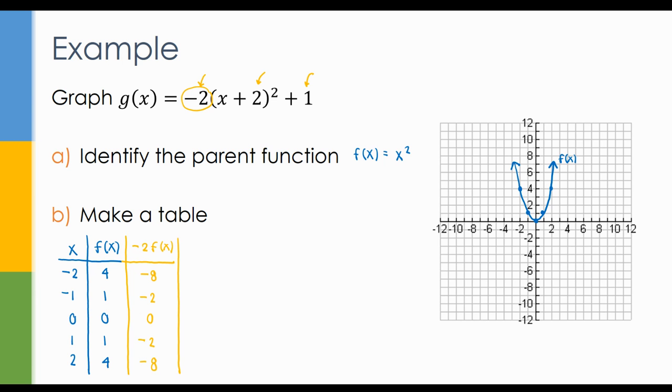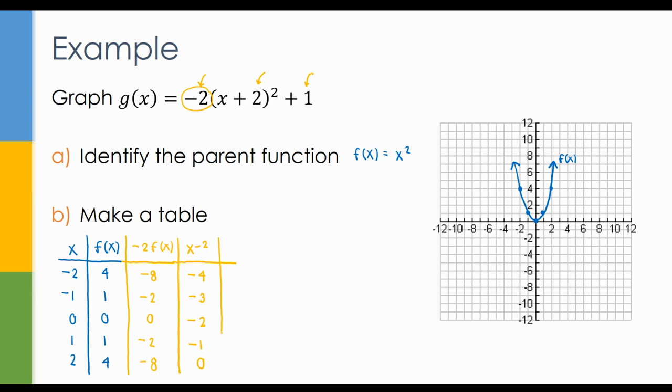All right, now I'm going to deal with my horizontal and vertical shifts. So the fact that inside that parenthesis I see a +2, that really means that we want to move in the opposite direction. So my first column of x, I actually want to subtract 2 from all of those. So when I subtract 2, I'm going to have negative 2 minus 2, so that's negative 4. Negative 1 minus 2 is negative 3. 0 minus 2 is negative 2. 1 minus 2 is negative 1. 2 minus 2 is going to give me 0.